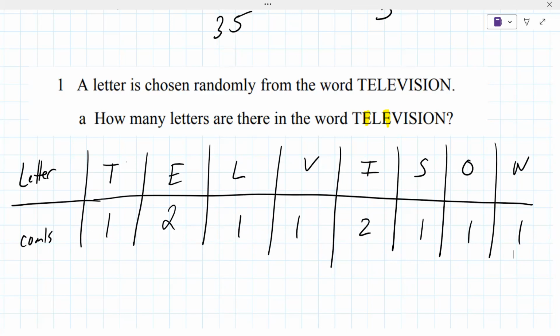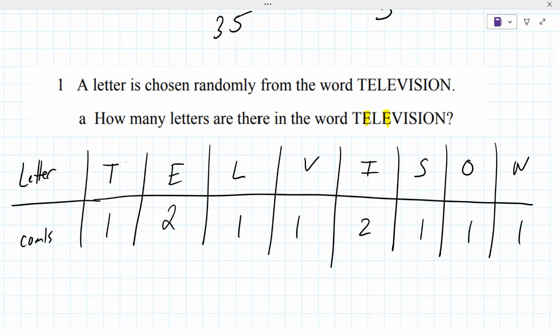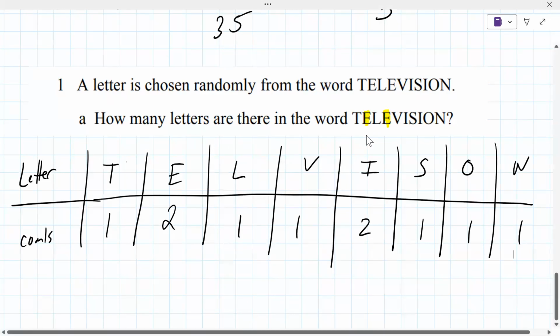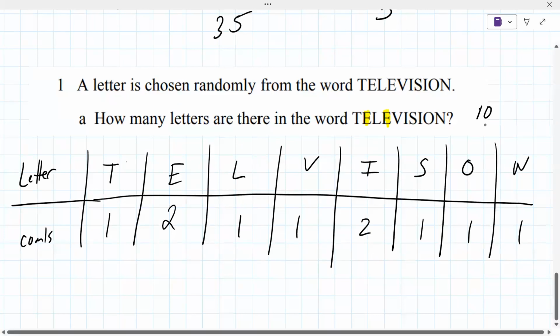Or you can just count in the word. That's okay too. How many letters are there in the word television? 8, no, 9. You're just counting or you're adding up these numbers. Oh. 3, 4, 5, 6, 7, 8, 9, 10. 10. Okay, so the answer is 10.